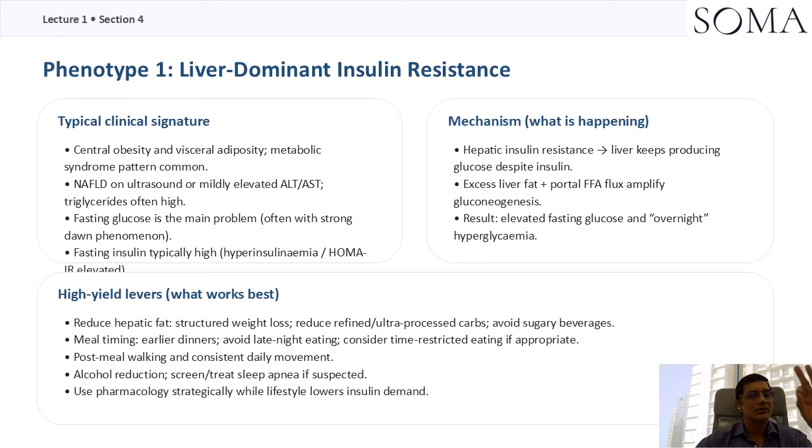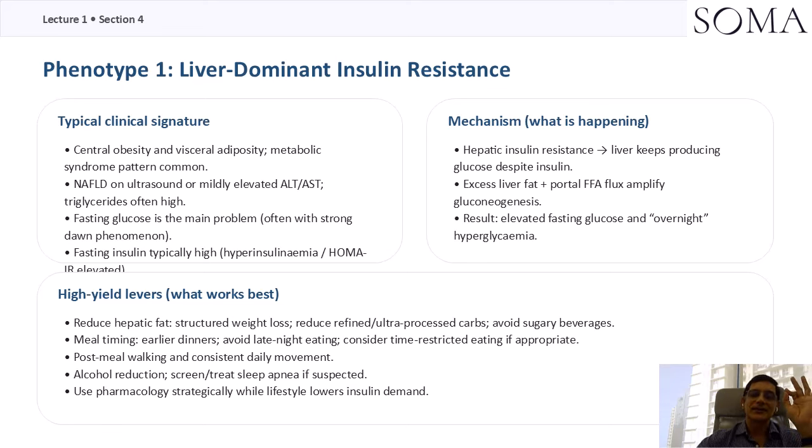And the biology is very, very simple. The liver continues to produce glucose despite insulin. And so when insulin is high, hepatic glucose output remains high. This is hepatic insulin resistance. And a common clue is a strong dawn phenomenon. Glucose rises early morning even with no food intake.